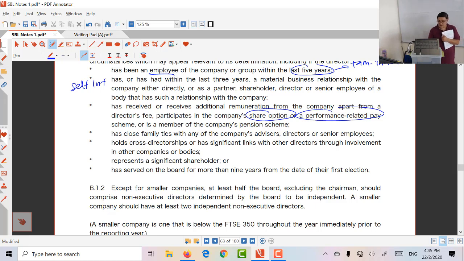Okay. Now, having a close family relationship is quite obvious, right? You don't want to offend the relationship, so you protect the relationship. It can be a relationship with an advisor, director, senior employee. Okay, I'm going to skip the next one. A significant shareholder is also a problem. What's wrong when you are a significant shareholder? You don't want the share price to drop. You might want the share price to go up, and don't want it to drop.